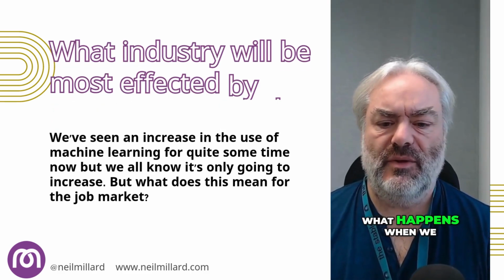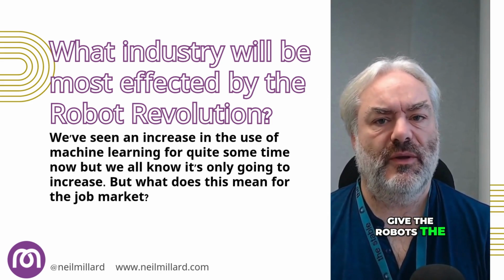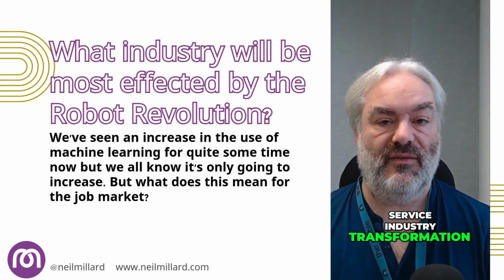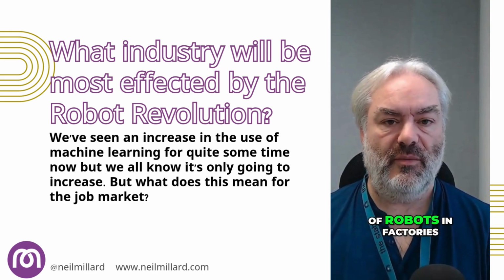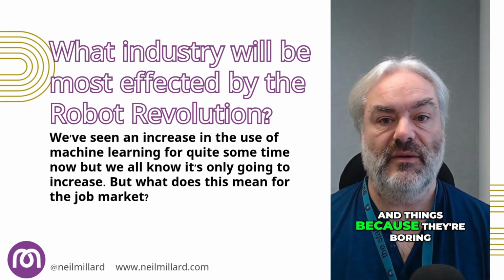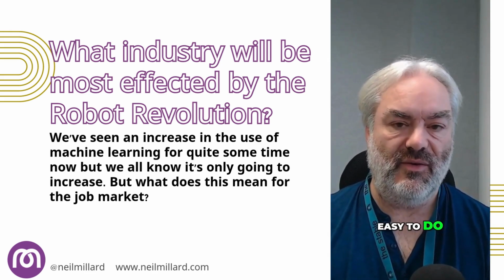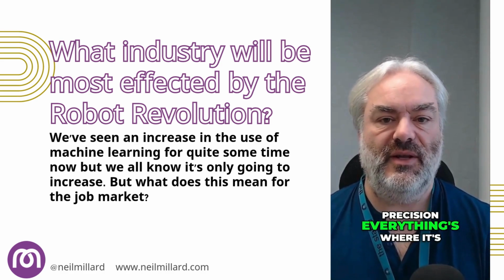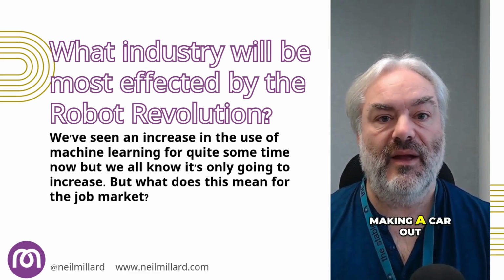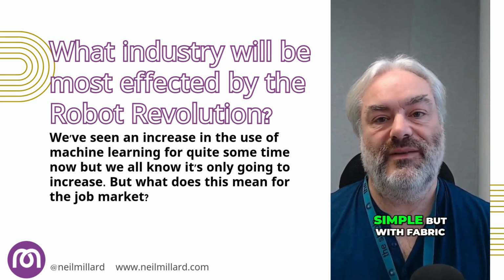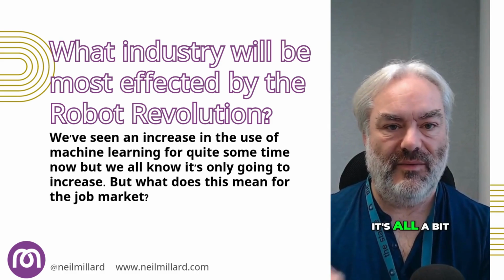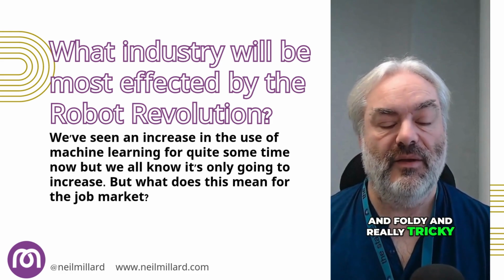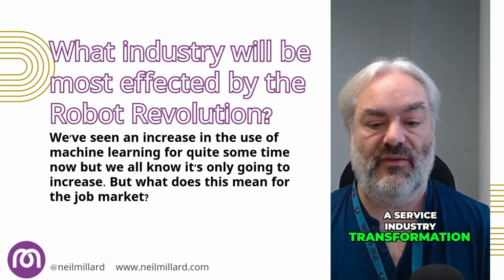What happens when we give the robots the power to master those tasks? Service industry transformation. We've already got lots of robots in factories and things because they're boring, repetitive, easy to do, and don't need a lot of finicky changing precision. Everything's where it's supposed to be, right? Making a car out of metal is quite simple, but with fabric, it's all a bit wobbly and foldy and really tricky. So we could have a service industry transformation.